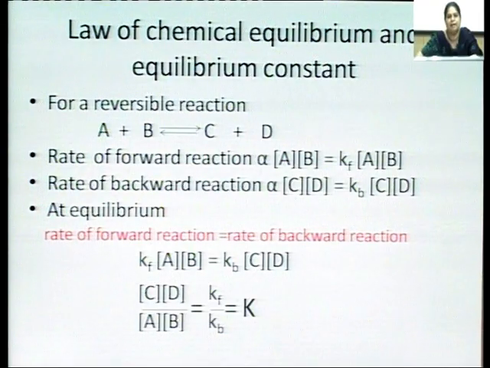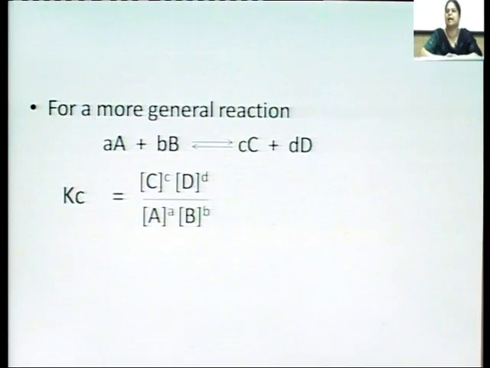Now, for a more general reaction in which the number of moles of the various reactants are different, the equilibrium expression can be written as shown here, in which a moles of A react with b moles of B to give c moles of C and d moles of D. In this case, the equilibrium constant Kc can be written as the ratio of the product of the concentration of the products to the product of the concentration of the reactants, with each concentration term raised to the power equal to the number of moles of that component or the stoichiometric coefficient of that component in the chemical equation.